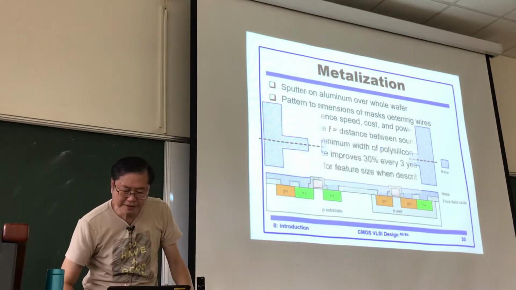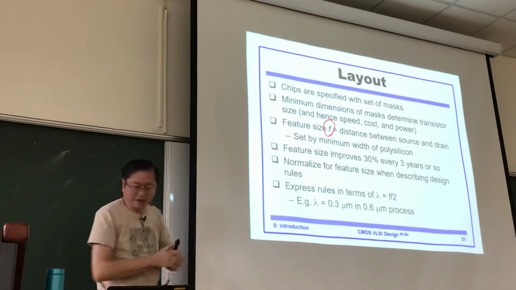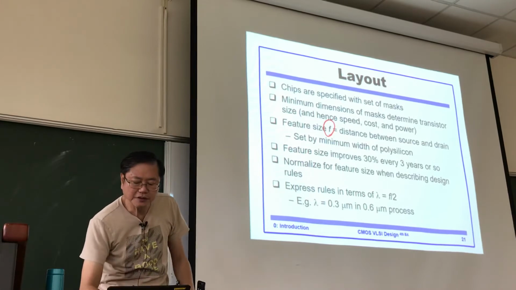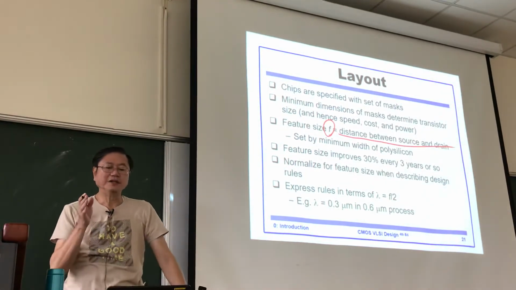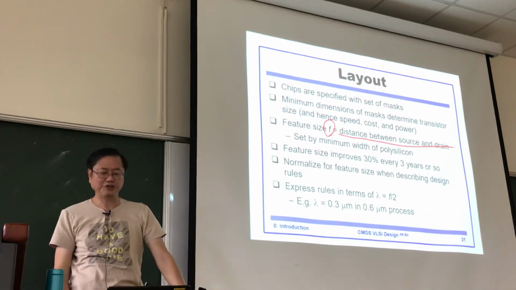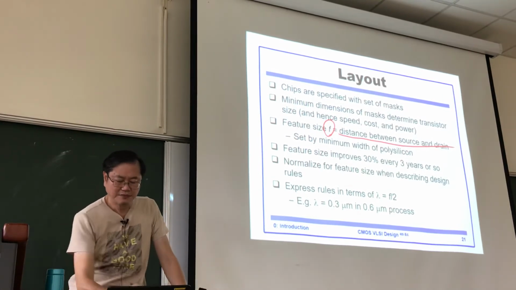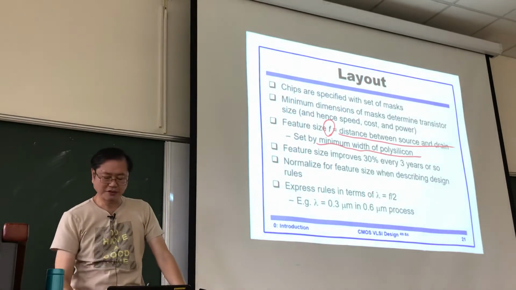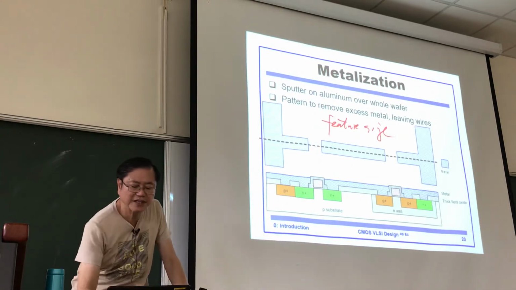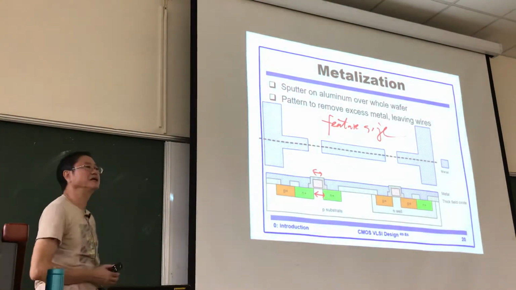Let's say feature size is the distance between source and drain, of the minimum size transistor. And that's going to be the minimum width of the polysilicon. So this is the feature size. This is the feature size. Okay? Is that clear?